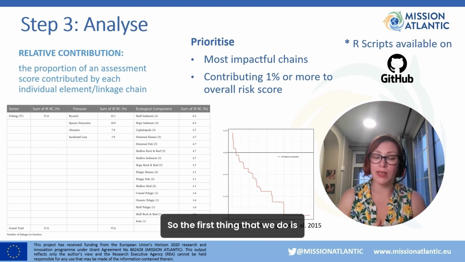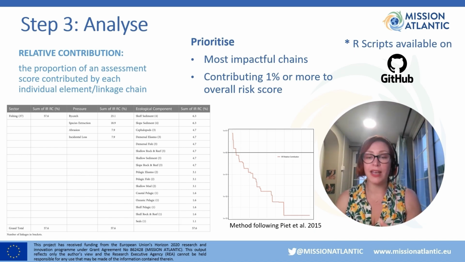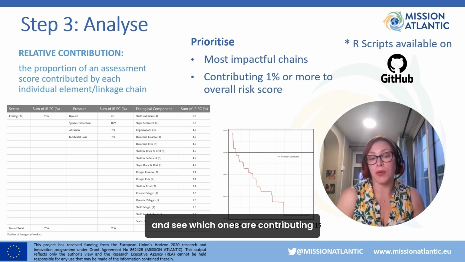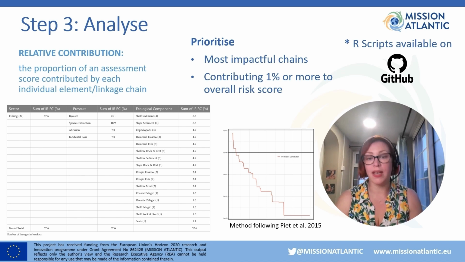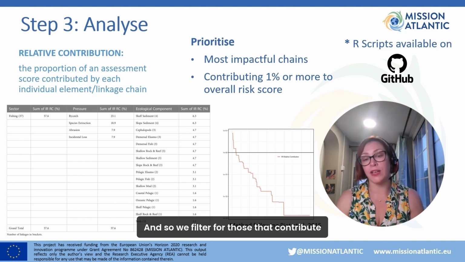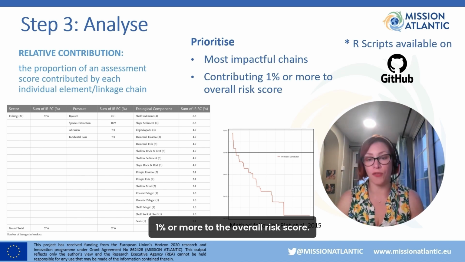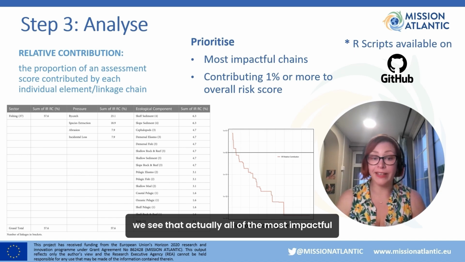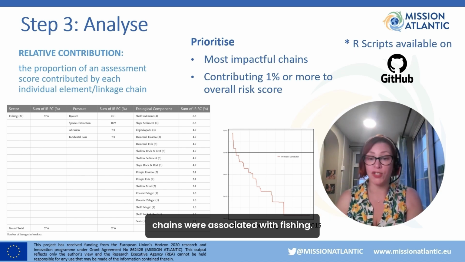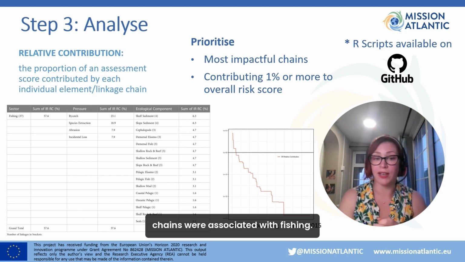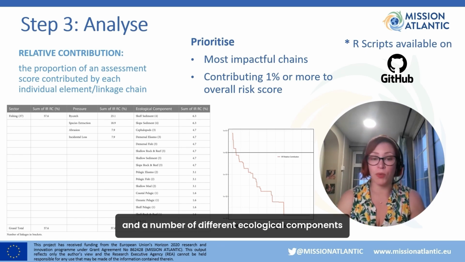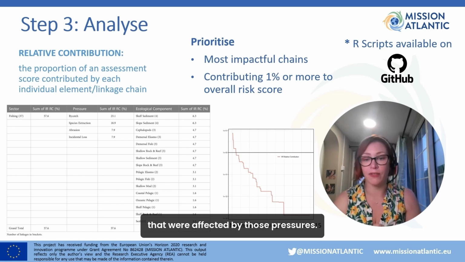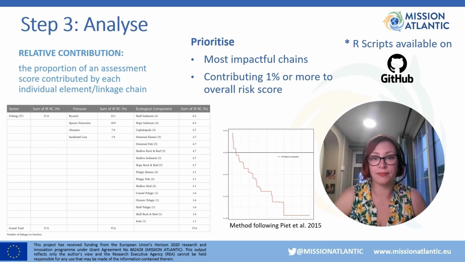So the first thing that we do is look at the individual linkage chains and see which ones are contributing substantially to those risk scores. And so we filter for those that contribute 1% or more to the overall risk score. When we do that in this particular case, we see that actually all of the most impactful chains were associated with fishing. There were 4 different pressures and a number of different ecological components that were affected by those pressures.